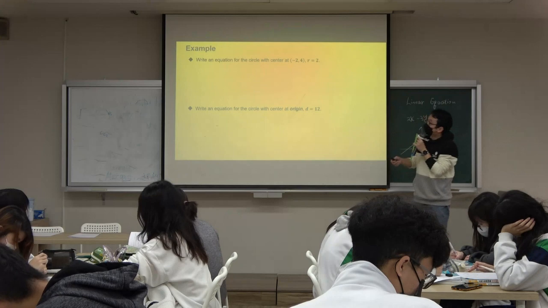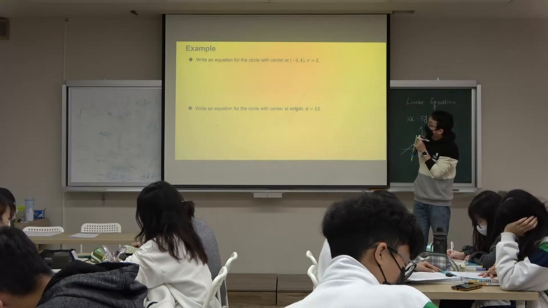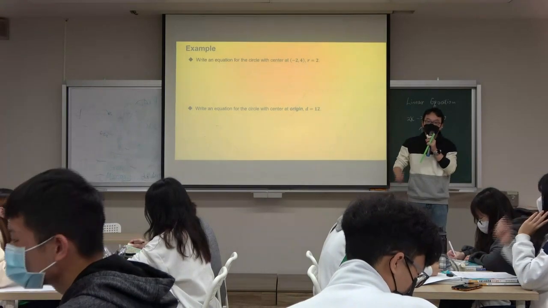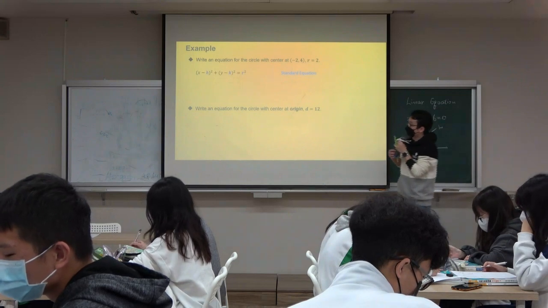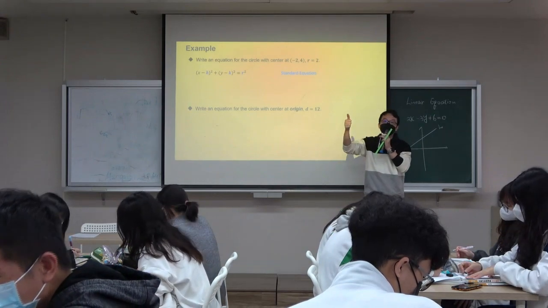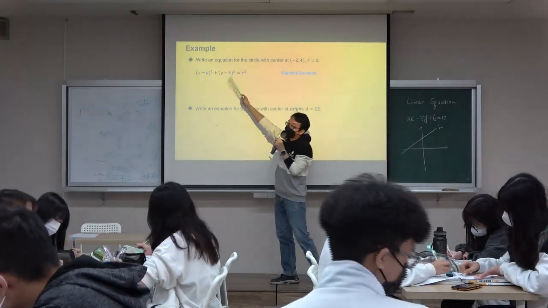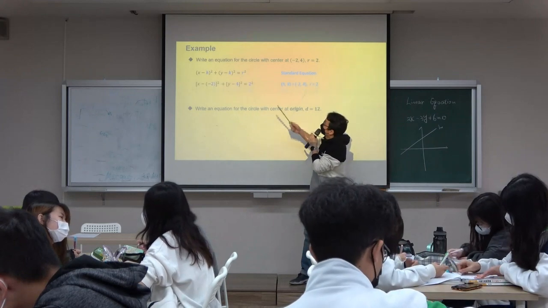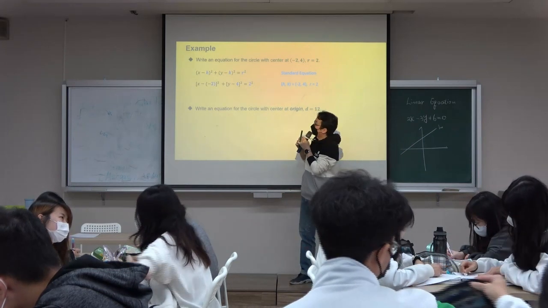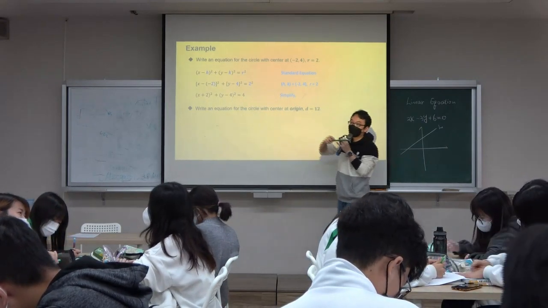Write an equation for the circle with center at -2, 4, and the radius is 2. 我们发现其实你要写出它的那个标准式，最重要就是2个东西，一个是 center，一个是 radius。你只要抓到这2个东西的话，我们就把这个 standard equation 写下来，然后把这个 center 跟 radius 带进去，and then simplify. So this is the answer, okay?